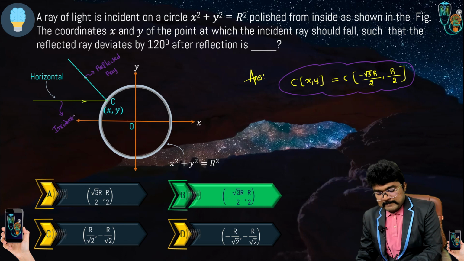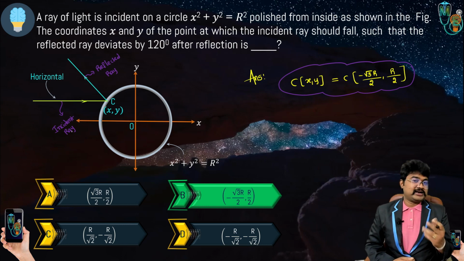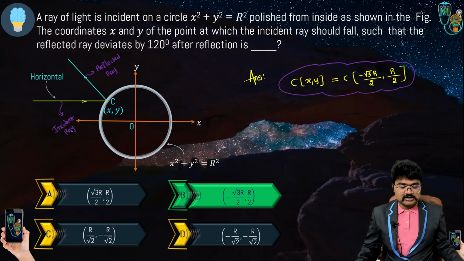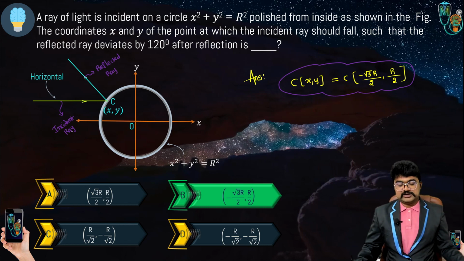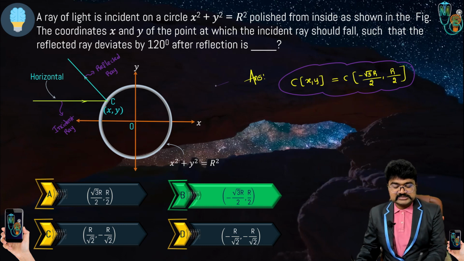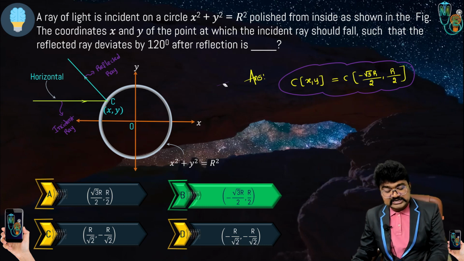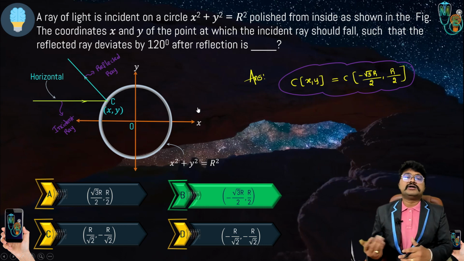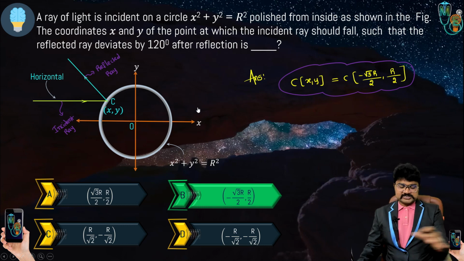Incident ray. Yeah, this is a very simple problem. Last time the reflected ray was vertical, but here the reflected ray is deviated by 120 degrees. Whatever the question is, based on the circle and the incident ray, you are in a position to answer. Even though the incident ray is like this, here it is incident at any point on the circle. Based on the condition, in what manner the reflected ray is, you can easily solve the problem. Understood now?